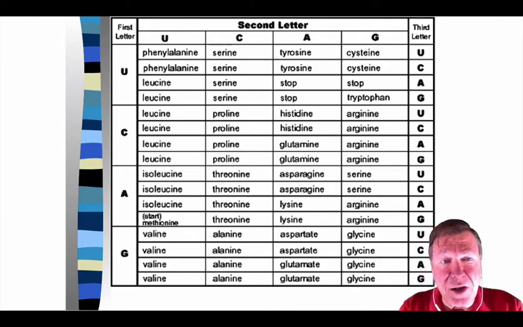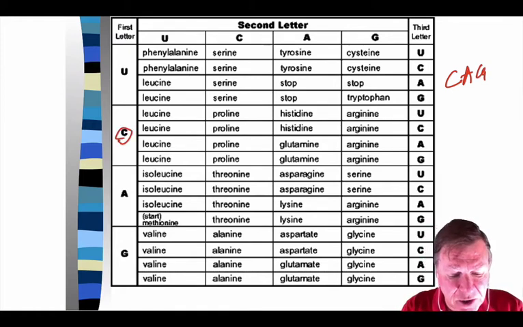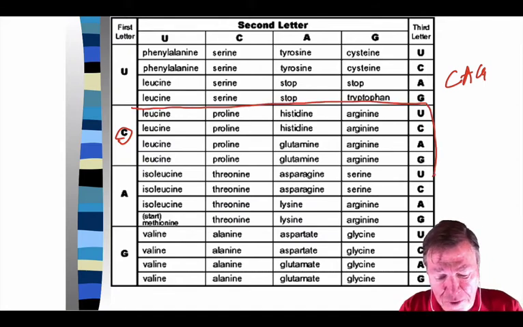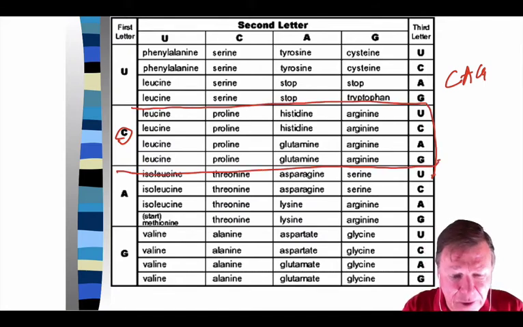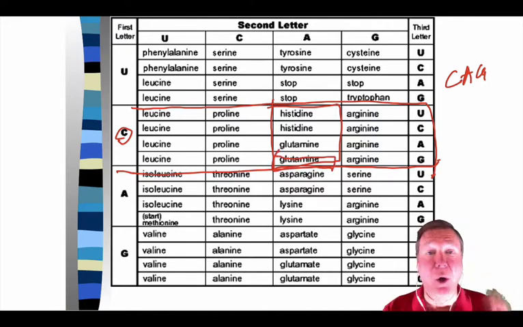The way you read this is you look at the first letter. Remember, a codon is 3 letters. So if I'm making a codon up here, let's say it's C, A, G. Well, the first letter is a C, so it's going to be in this portion of the table. The second letter is an A, so it's going to be in this one right here. And the third one is a G, so CAG codes for glutamine.